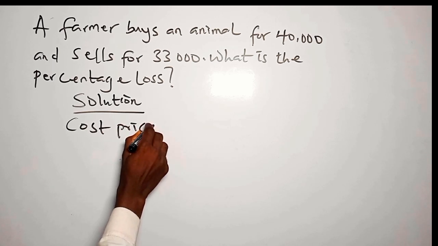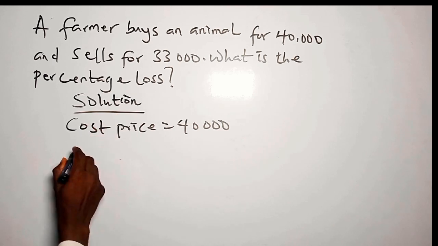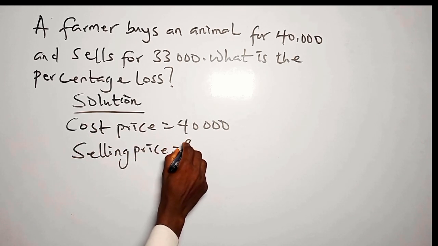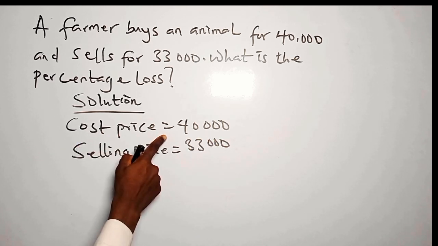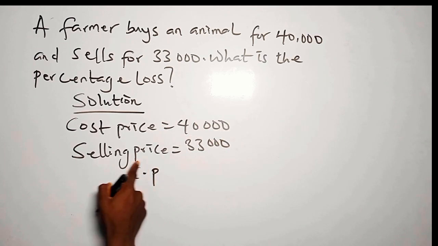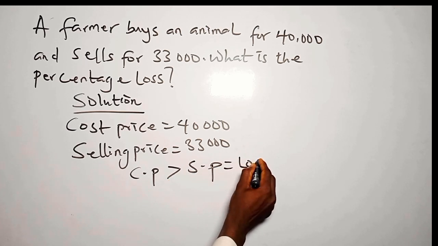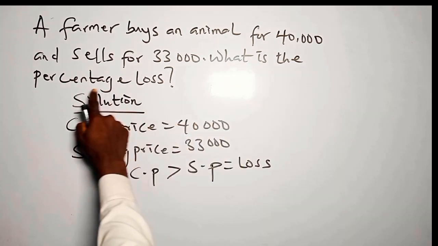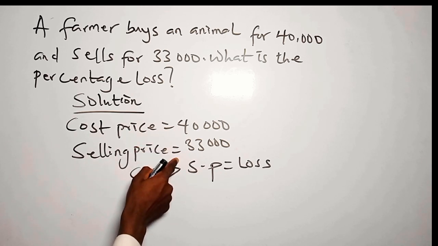So the cost price is 40,000 and sells for 33,000, so we have this as the selling price. When we look at this, we see that the cost price, which is CP, is greater than the selling price. Automatically we have a loss. The question says what is the percentage loss? So we have to identify the loss from this transaction.